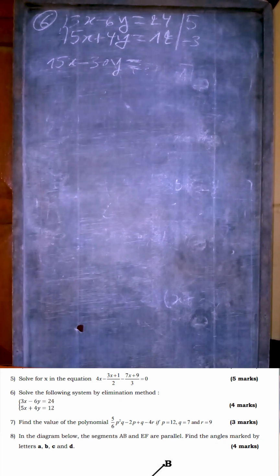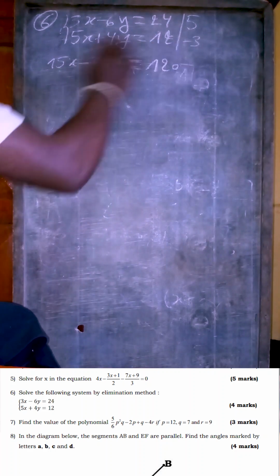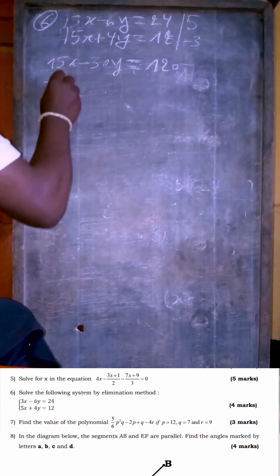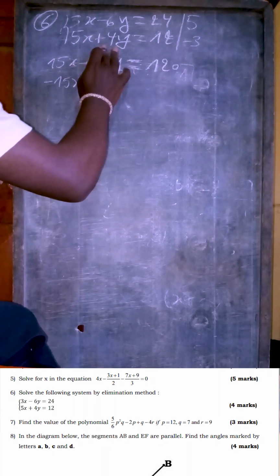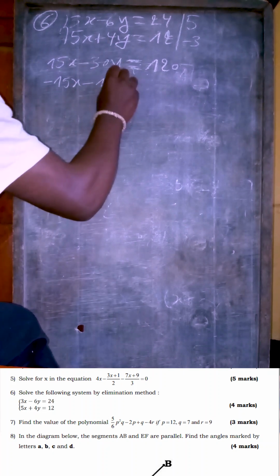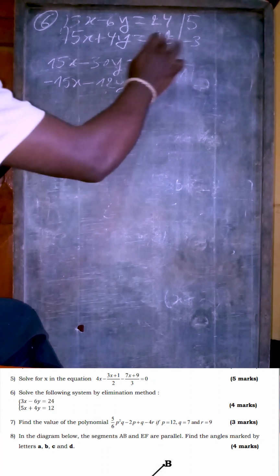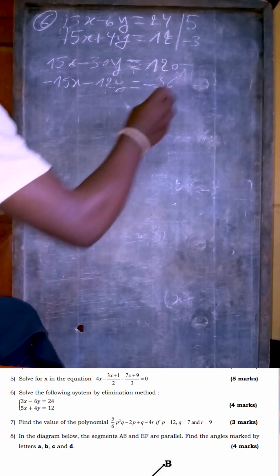24 times 5. Let us take 24 times 5 by the calculator. 24 times 5 is equal to 120. And minus 3 times 5x is minus 15x. Minus 3 times 4y is minus 12y. And minus 3 times 12 is equal to minus 36.